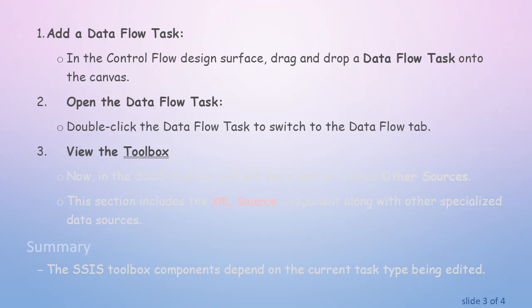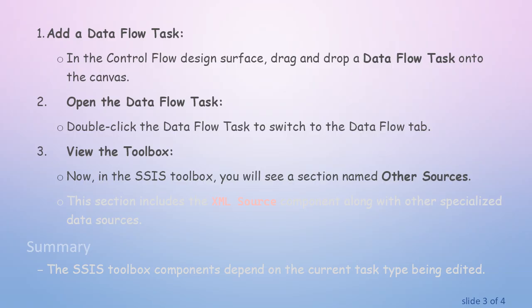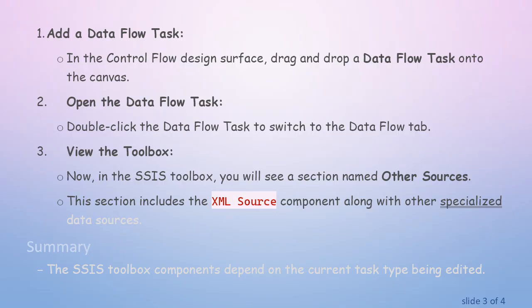View the toolbox. Now, in the SSIS Toolbox, you will see a section named Other Sources. This section includes the XML Source component along with other specialized data sources.